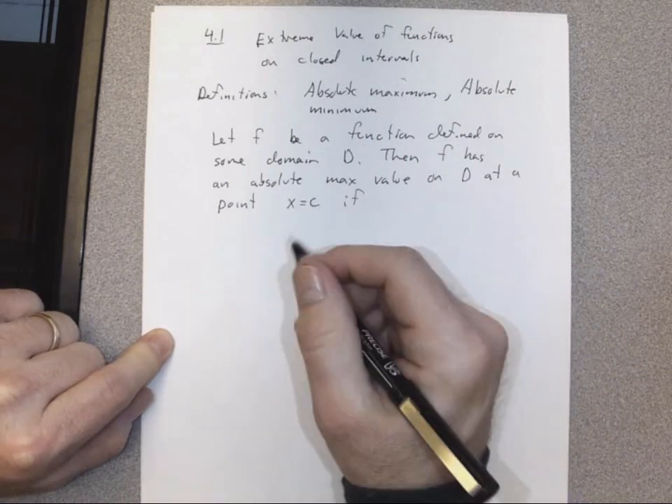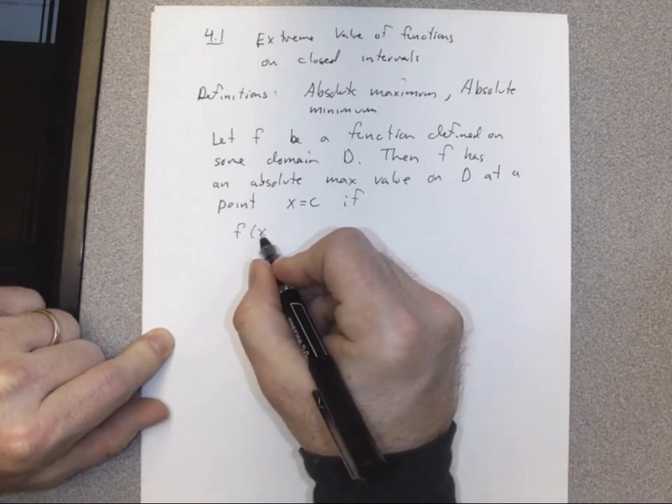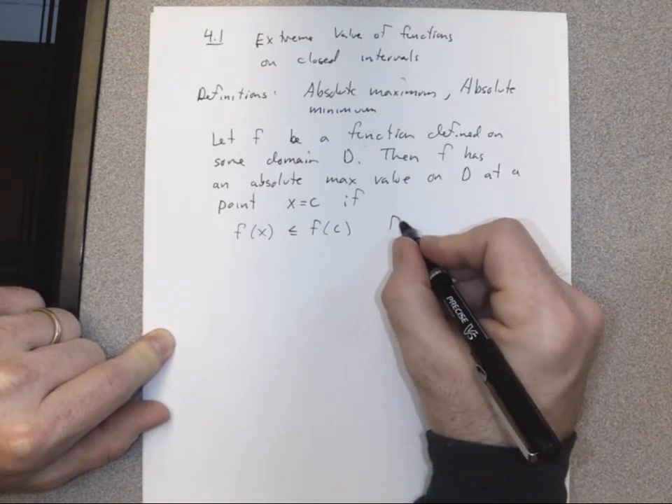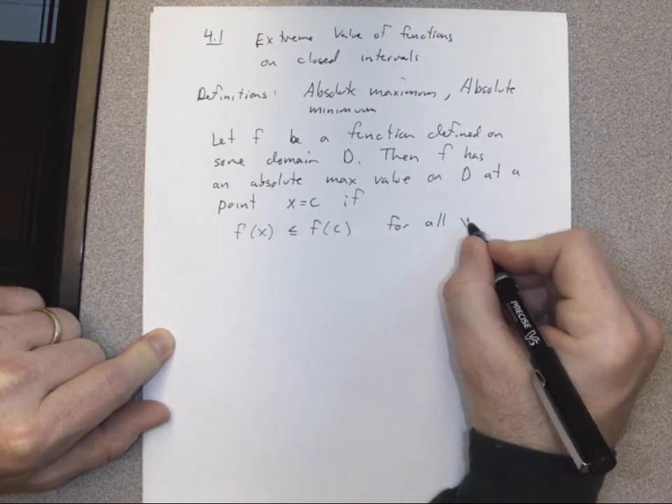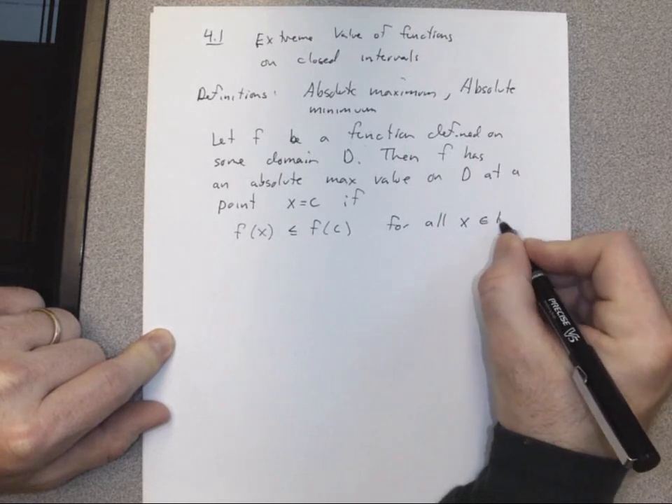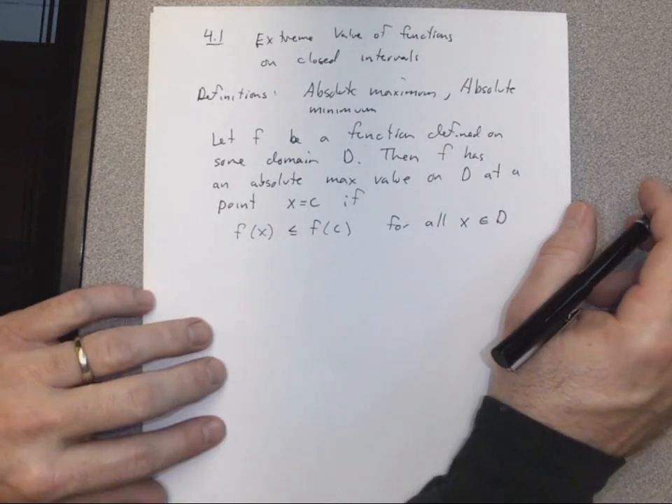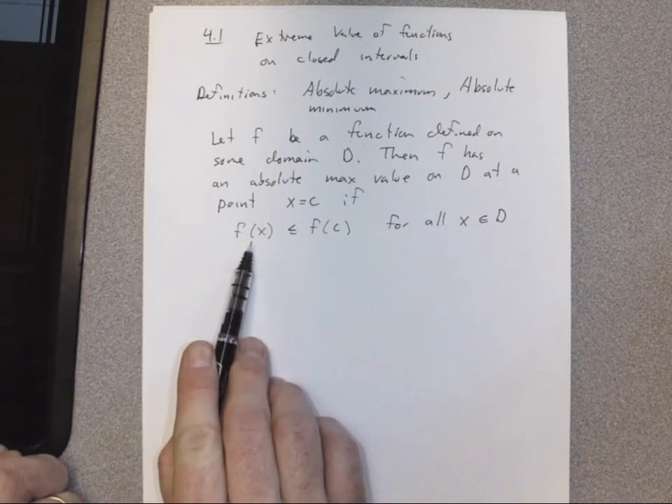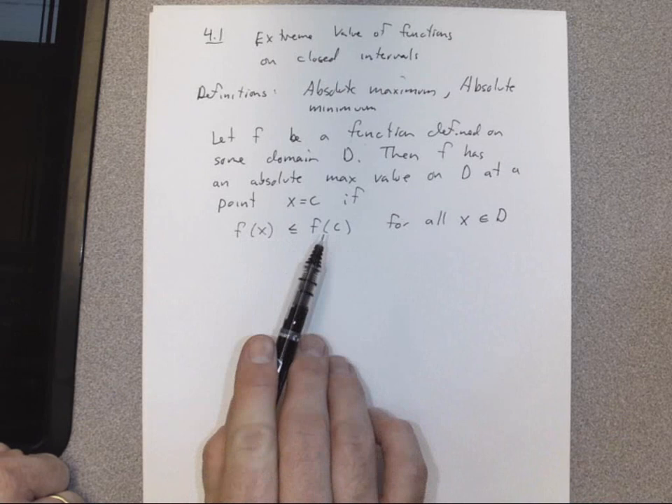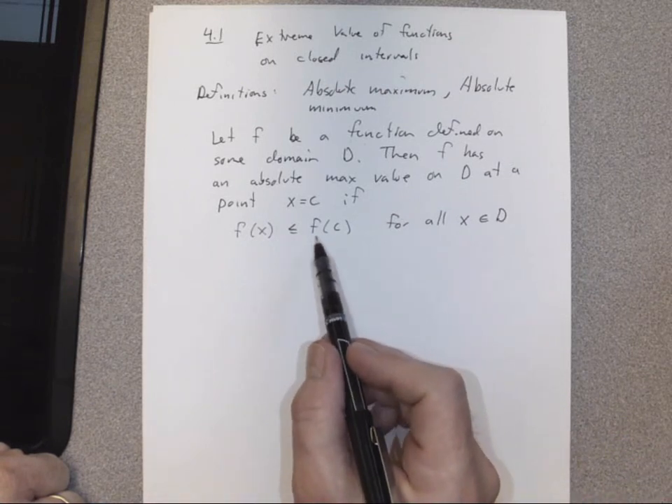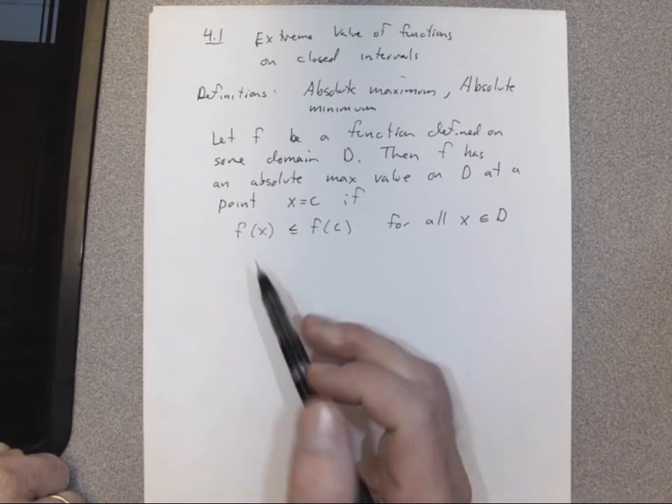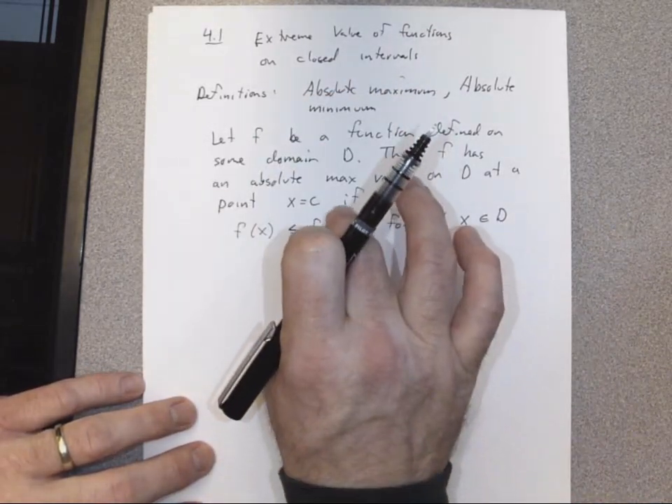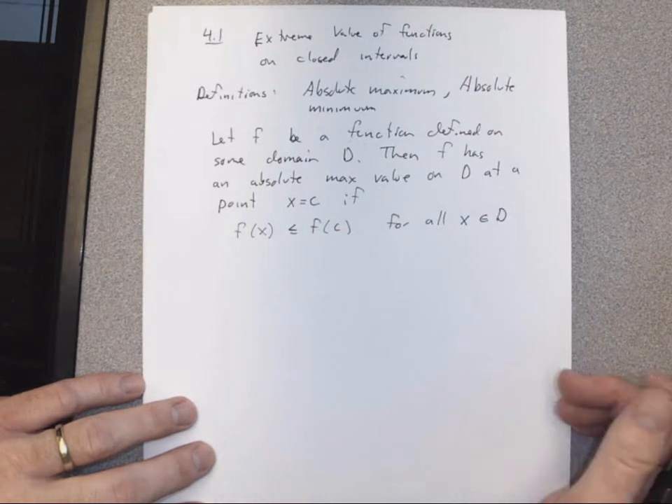If f of x is always less than or equal to f of c for all of these x values in this domain. So really what it's saying is that when you plug in c, as opposed to when you plug in any other x value on this domain, the output is bigger than all the other outputs. So when we're talking about maximum, we're talking about its output value. So the output at c is always bigger than or equal to all the other outputs.